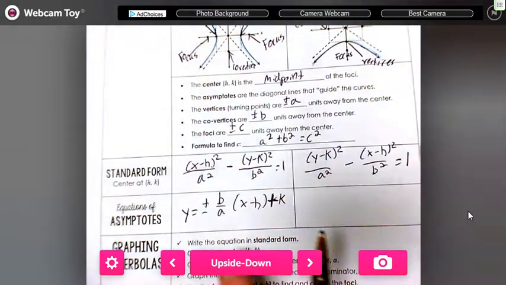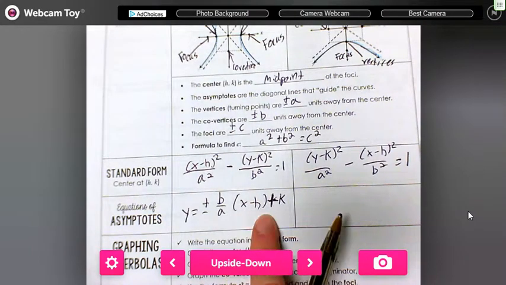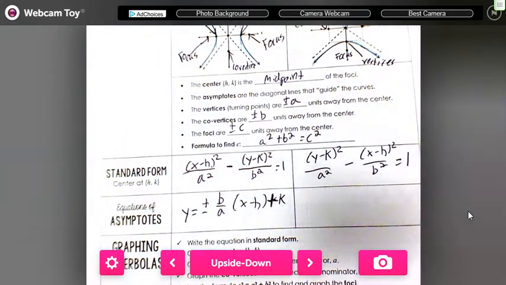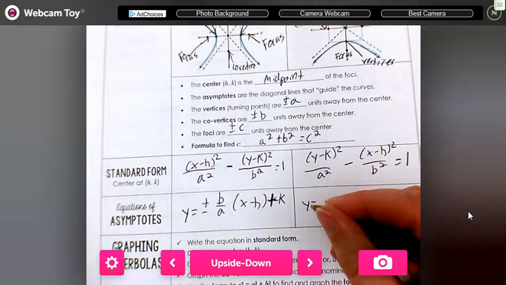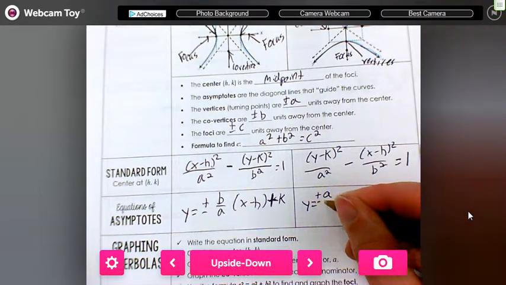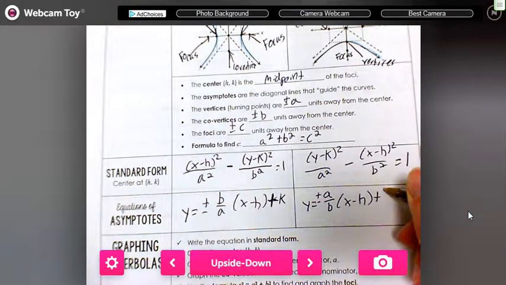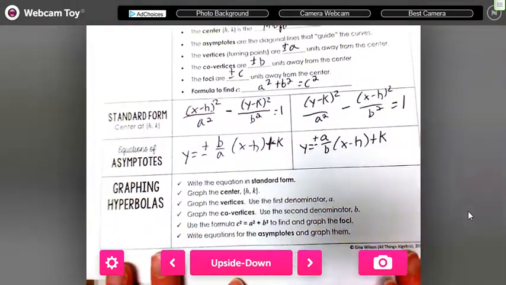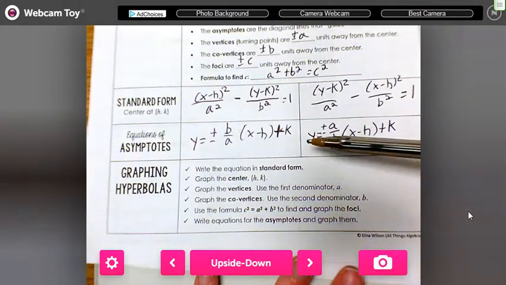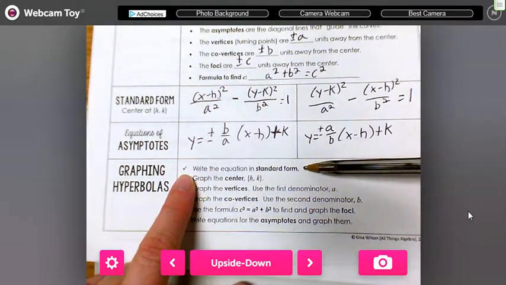Okay, this should look a lot like standard form for a vertex form, except there's nothing squared about it. Or y equals positive or negative a over b, x minus h plus k. Now look at these steps that are written below here. These are really important. Write the equation in standard form first so that you're able to graph.